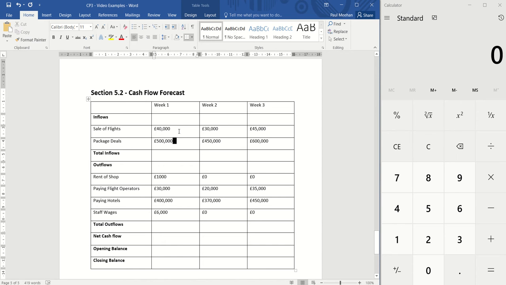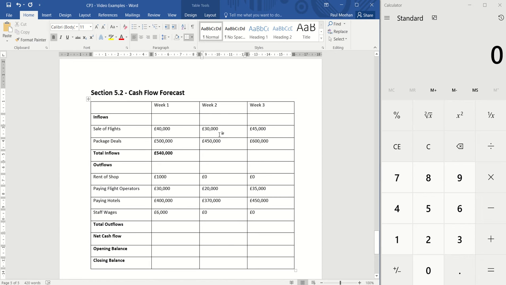What we need to do is work out the total of these inflows, this money coming into the business. Which is pretty straightforward. It's £40,000 plus £500,000. We're going to have £540,000.